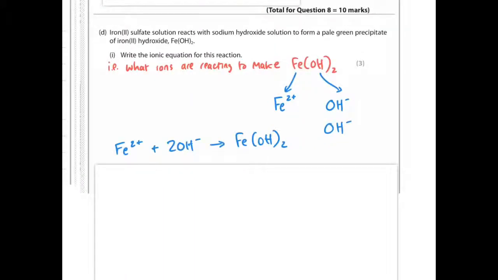So we only need to concern ourselves with the things which involve the ions, so we can ignore all the other ions. There's a bit of noise in this question. We can ignore the sulfate and we can ignore the sodium because the ions we're interested in are the iron ion and the hydroxide ion. So you just write Fe2+ plus 2OH- will give you Fe(OH)2. You'll just have to remember that iron forms a 2+ ion.